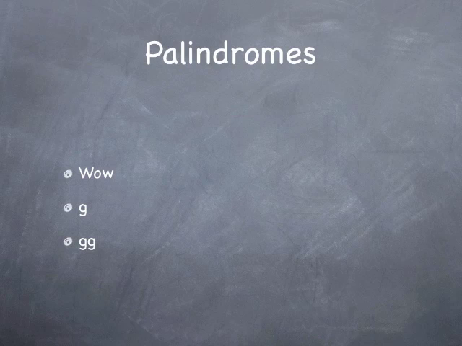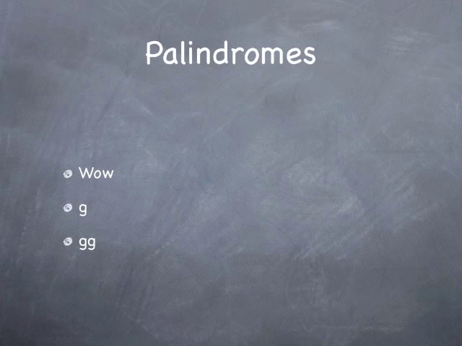But if you don't, it's basically a phrase that reads the same way forward as it does backwards. Here I have, for example, wow. W-O-W reads the same backwards as W-O-W. G reads the same way forward as it does backward. G. There you go. And GG. Read it backwards: GG. So these are just some very simple, short examples of palindromes.